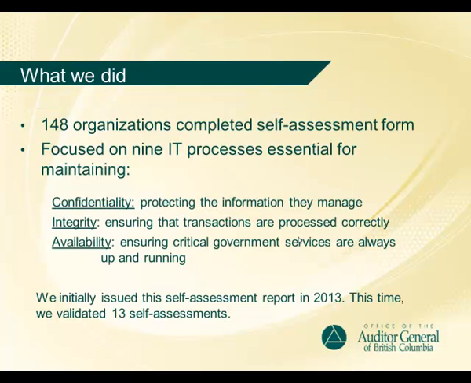So here is what we did. We asked 148 BC government organizations to complete a self-assessment form. The organizations included ministries, crown corporations, universities, colleges, school districts, health authorities, and other organizations controlled by or accountable to the provincial government. The self-assessment focused on 9 critical IT processes that are essential for maintaining confidentiality, which is all about protecting the information they manage, integrity, or ensuring that transactions are processed correctly, and availability, ensuring critical government services are always up and running.